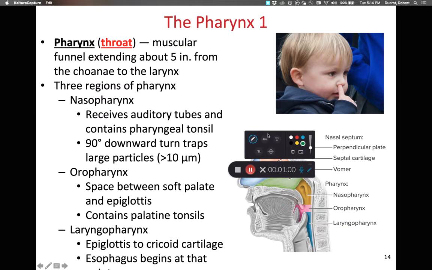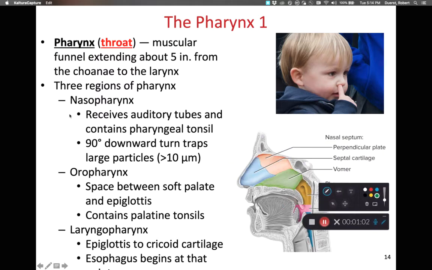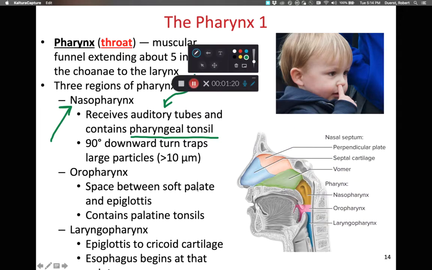Let's clear the screen here. As we look at the three regions, the nasopharynx is the most superior, and this is where the auditory tubes from the middle ear drain. The nasopharynx also contains the pharyngeal tonsils, sometimes also referred to as the adenoids. After the nasopharynx, we have a sharp downturn towards the next region, our oropharynx.